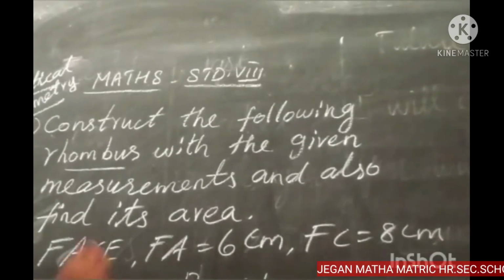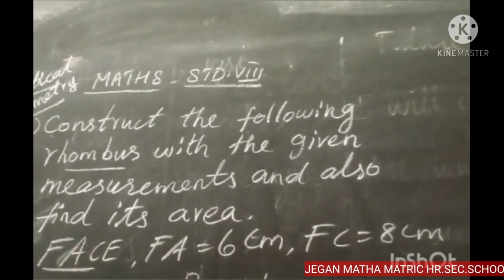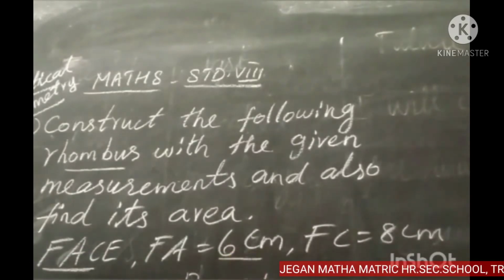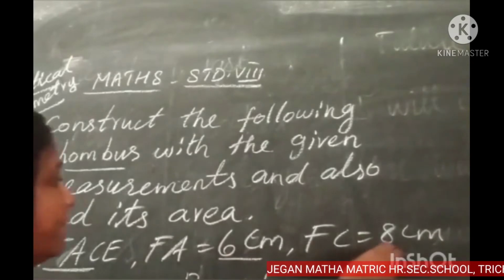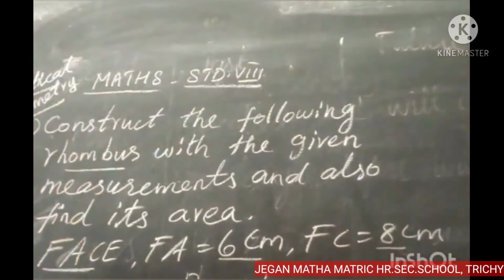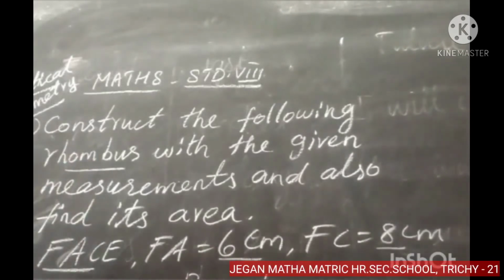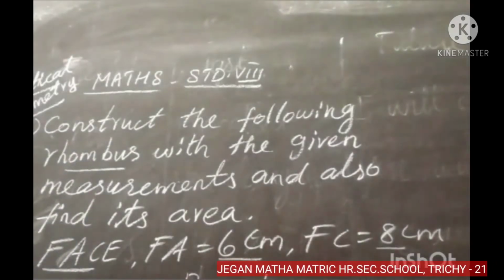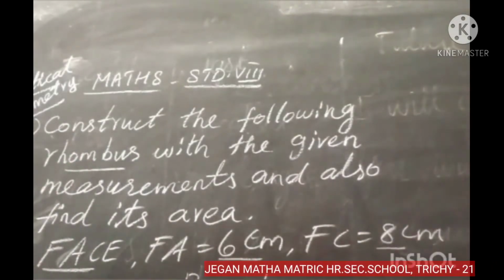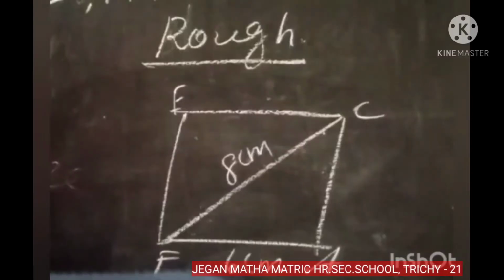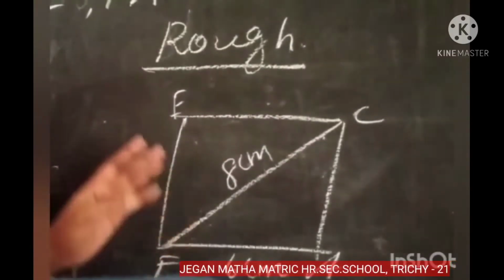The given rhombus is named FACE, rhombus FACE. The measurement FA is given as 6 centimeter, and FC, that is the diagonal, is also given: FC equals 8 centimeter. By using this given measurement, you have to draw the rough diagram first. Now let us see the rough diagram here.